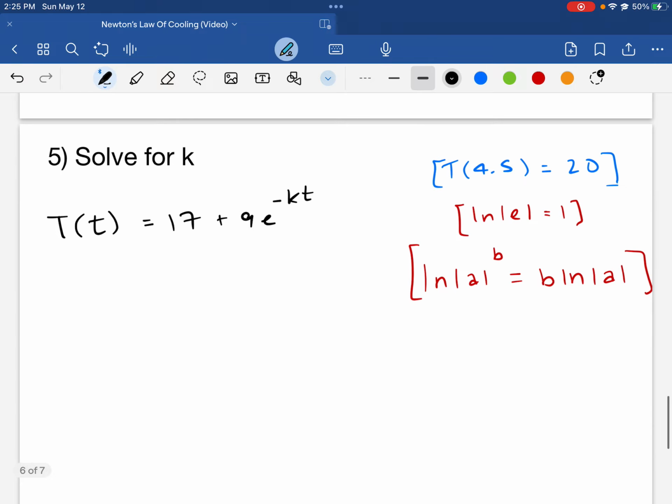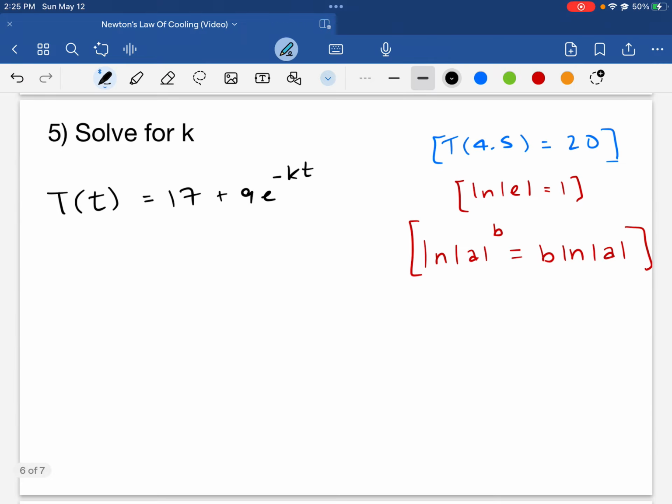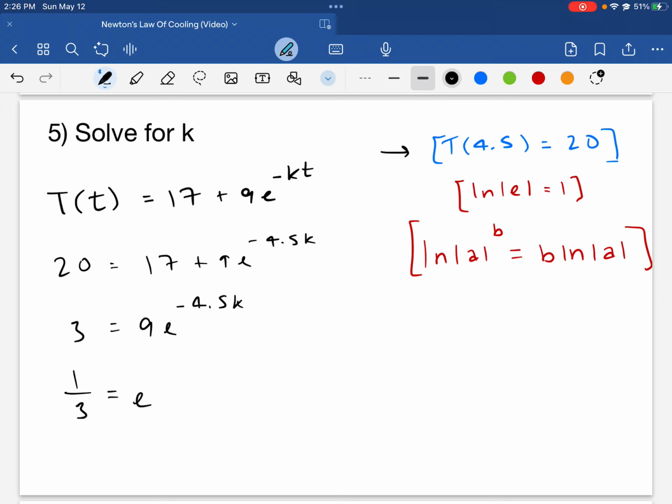And for our next step, we're going to use that same function and now solve for k. So we can use the information that we have. Temperature at 4.5 hours equals 20 degrees, and we'll plug that into the equation here. So 20 equals 17 plus 9e to the negative 4.5k, because t is 4.5. So subtract 17 from both sides, and we'll get 3 equals 9e to the negative 4.5k. Divide both sides by 9. We get 3 over 9, which is 1/3, equals e to the negative 4.5k.